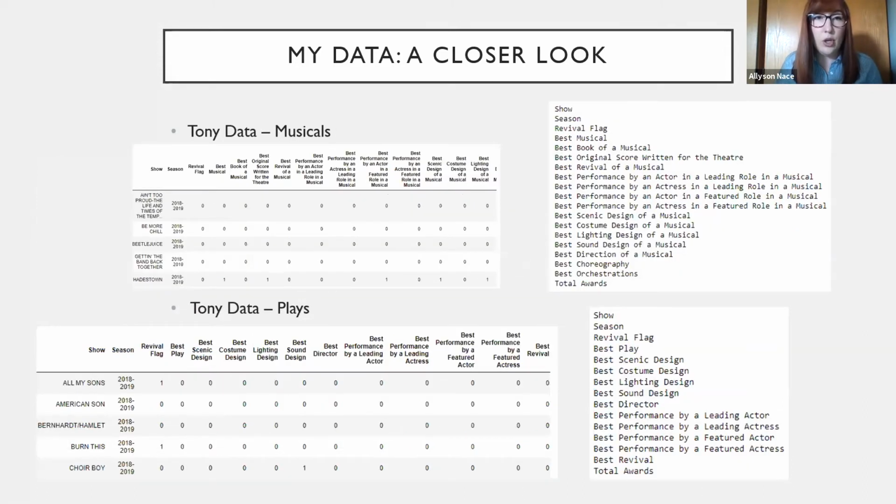A closer look at my Tony data. These are in the form of sparse matrices. They're encoded so that if a show did not win an award in a particular Tony category, a 0 is there. And if it did win the Tony Award in that category, there's a 1.